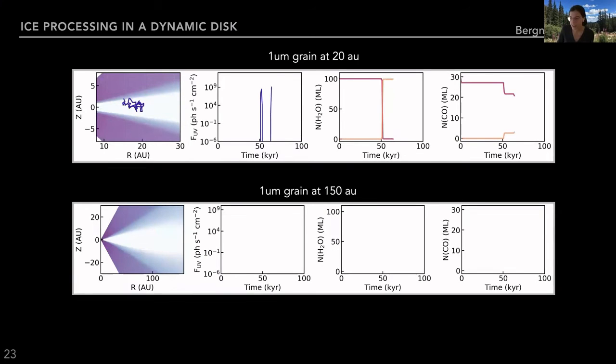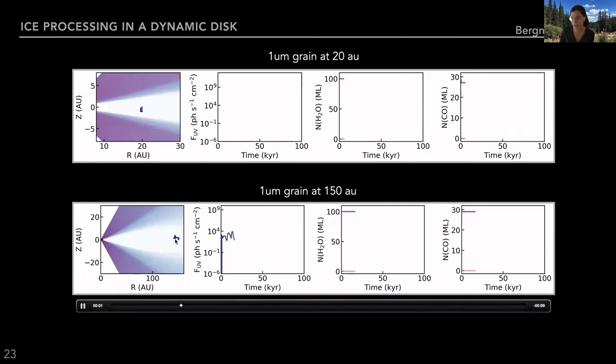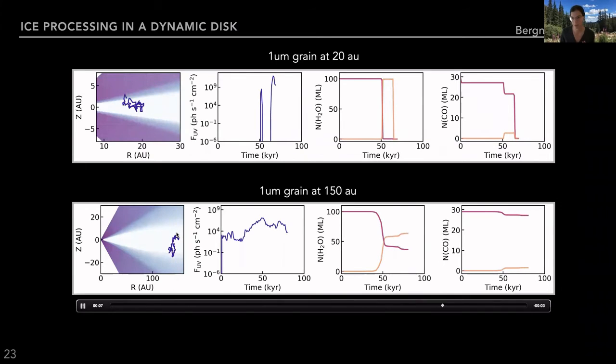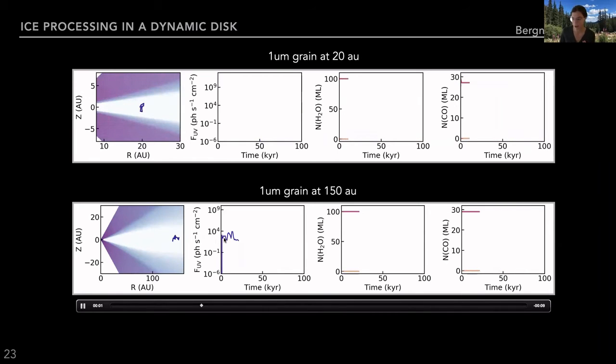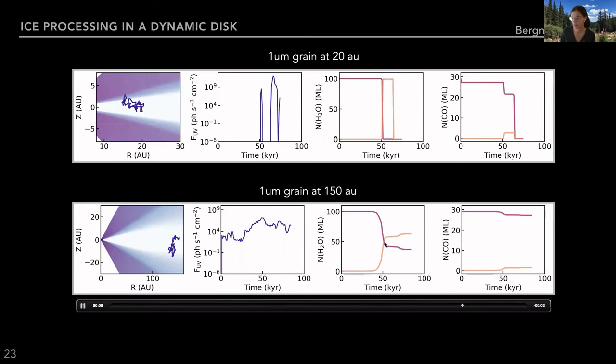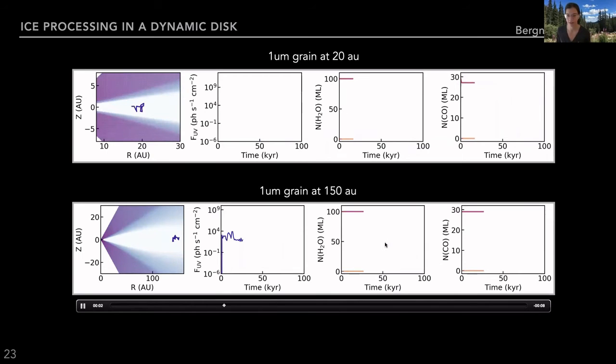By contrast, here is a micron-sized grain initialized at 50 AU, and we can see again the particle starts wandering in the midplane of the disk, and it wanders a little bit further away from the midplane, but because the UV field is less intense in the outer disk, we actually have a more gradual exposure to UV, and you can see that the ice processing is correspondingly more gradual throughout the particle's trajectory.